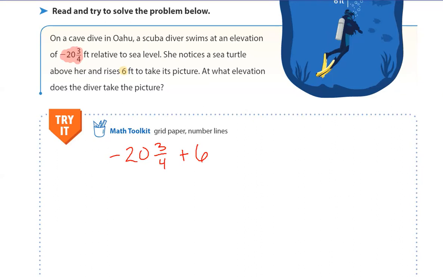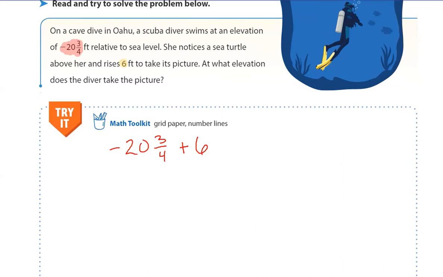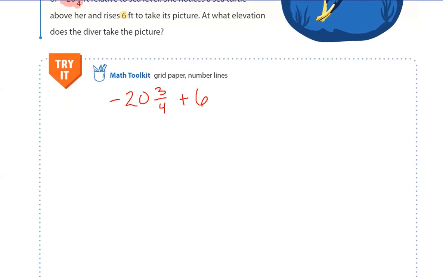Go ahead, give it a try, see if you get the same answer I get. After you pause, try it, and then come back to me. Okay, you did it, you paused, you tried it. Okay, let's see if you get the same thing I did.